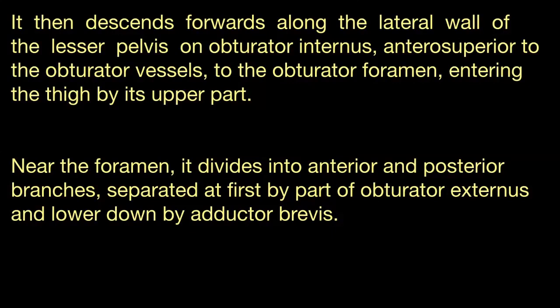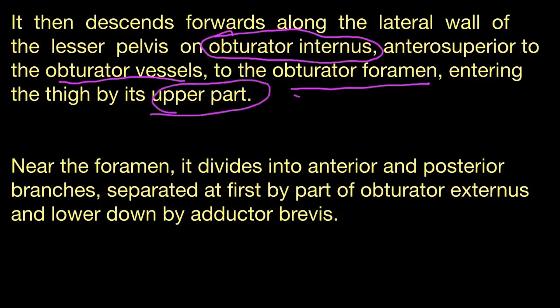It then descends forwards along the lateral wall of the lesser pelvis on obturator internus. Very, very important: obturator internus. Anterosuperior to the obturator vessels to the obturator foramen, entering the thigh by its upper part. So this nerve enters the thigh through the obturator foramen. That is the most important point. The related structures are obturator internus and obturator vessels.